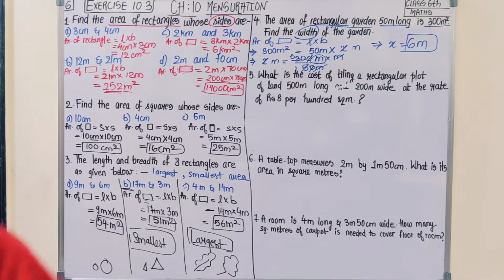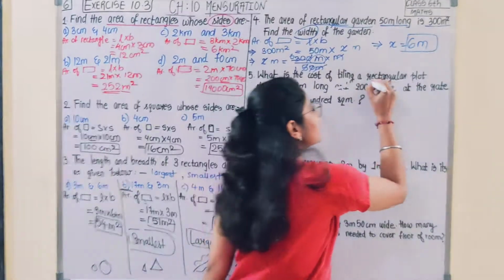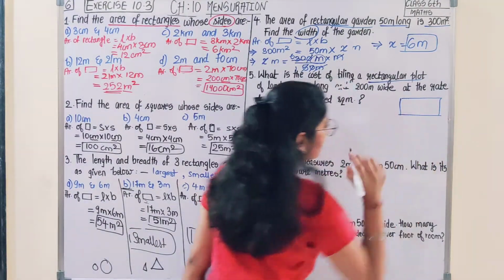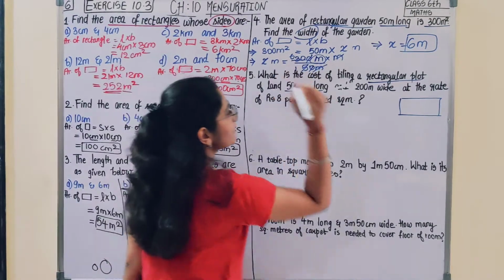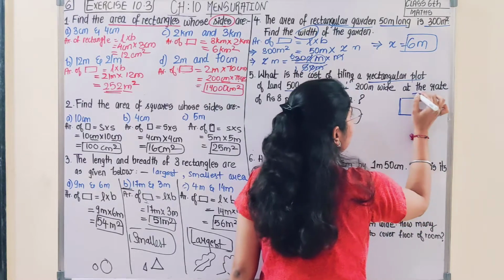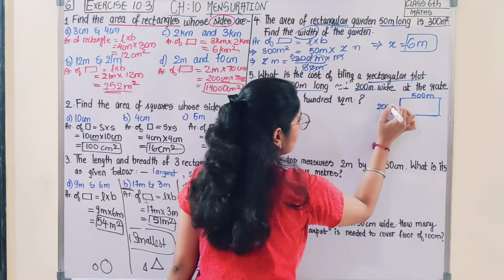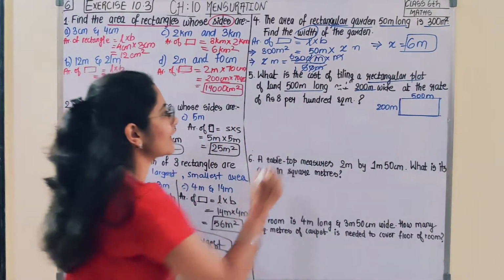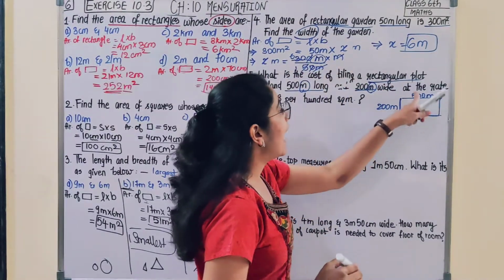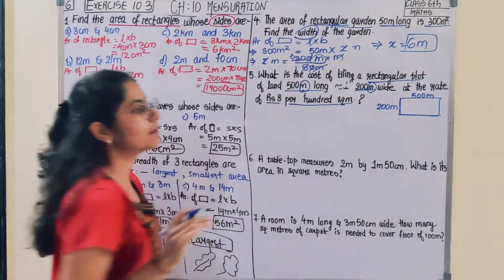That is the fifth question. What is the cost of tiling a rectangular plot? So there is a rectangular plot and you have to arrange tiles on the floor of that rectangular plot. The dimensions are 500 meter long. This rectangular plot of land is having 500 meter as its length and 200 meter wide. So the width is 200 meter. You check the units for the two dimensions are same or not? Yes, they are same. At the rate of rupees 8 per 100 square meter.